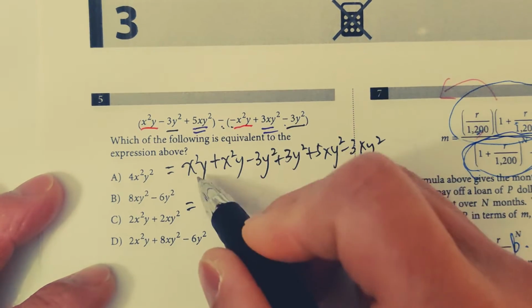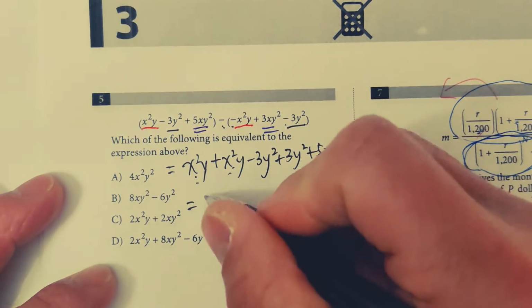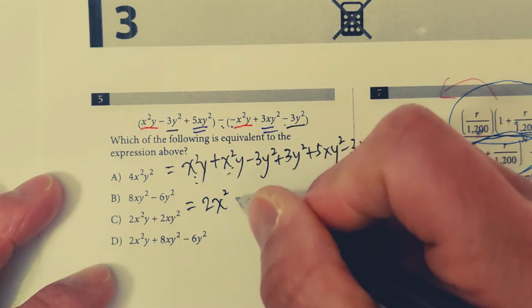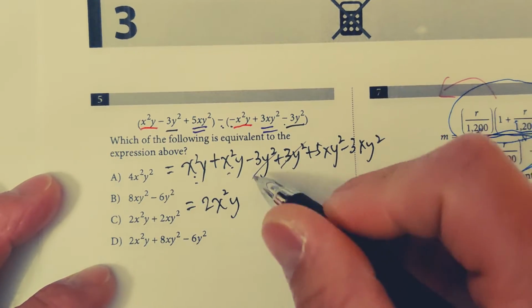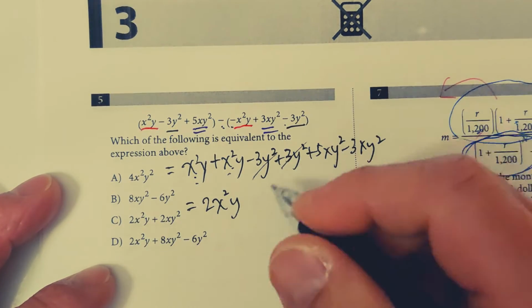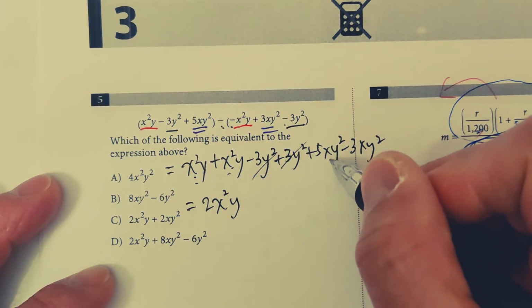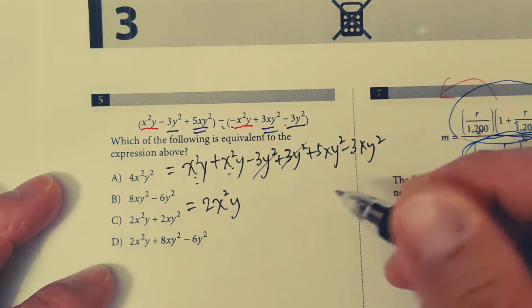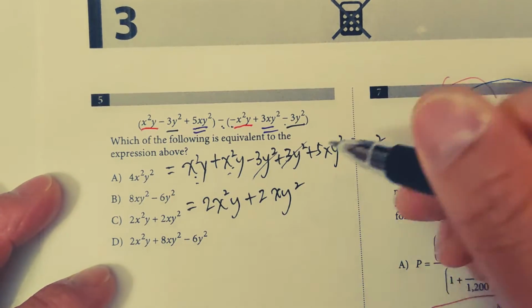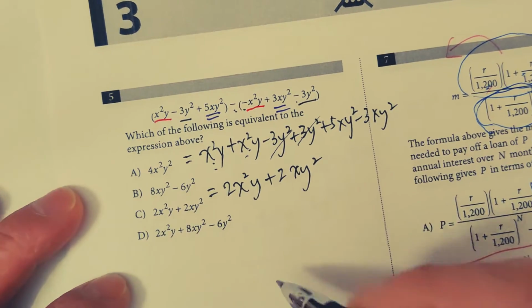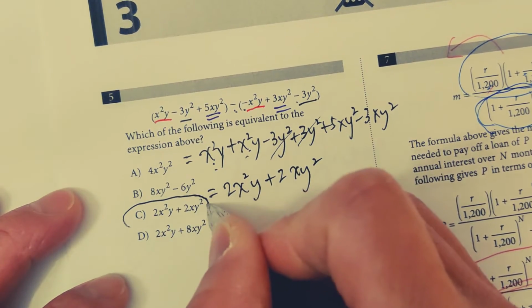Then you move on, you can see that you have two like terms over here, you add them up, that becomes 2x squared y, and this cancels out because one negative and one positive will cancel out, followed by 5xy squared minus 3xy squared, then it's going to be 2xy squared. Right, this is it. So the answer is C.